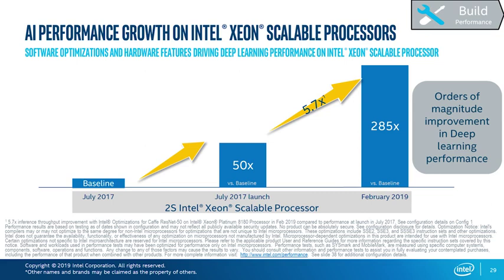Between July of 2017 and February of 2019, we just kept pouring more and more investment in, and then we got up to a 285x improvement over that original baseline. So we're talking about orders of magnitude improvements in the AI performance that's actually happening on the CPU. If your customers ask, wait, I can't run AI on a CPU, I can only run it on a GPU, why should I care about CPU performance on AI?